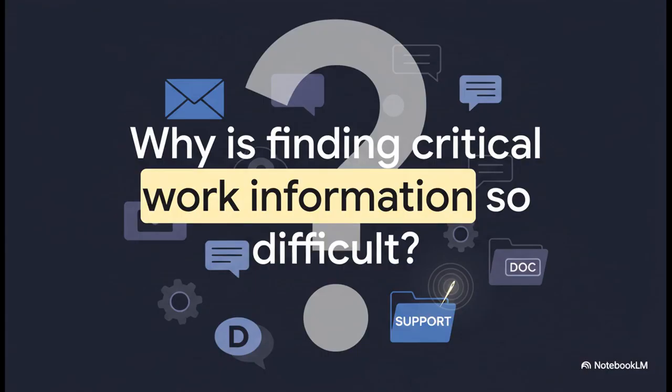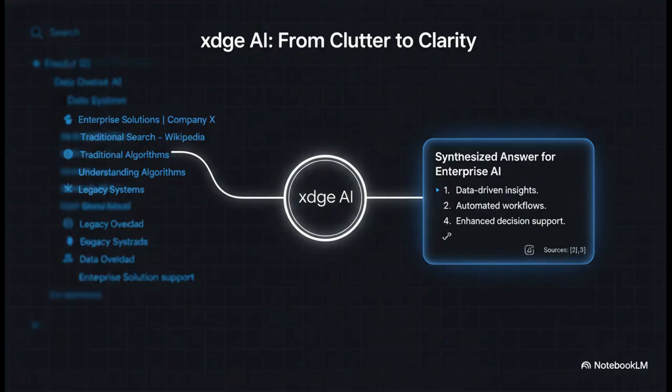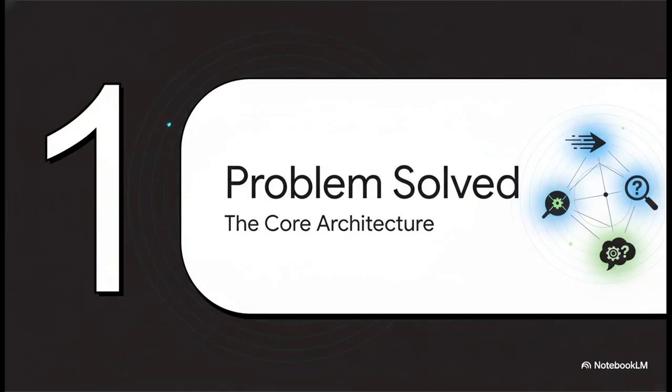We've all been there. You're digging through countless emails, Slack messages, documents, Jira tickets, just trying to find that one critical piece of info. It's like looking for a needle in a digital haystack, and honestly, it just kills our productivity. But what if your search tool did more than just spit out a long list of links? What if it actually understood what you were asking and gave you a direct synthesized answer, complete with sources? Well, that's exactly the promise of Edge AI, and it's all possible because of a completely new kind of search architecture. So how do they actually pull this off?